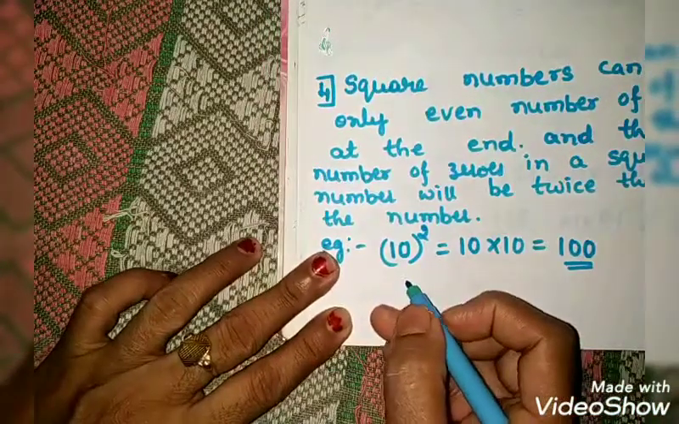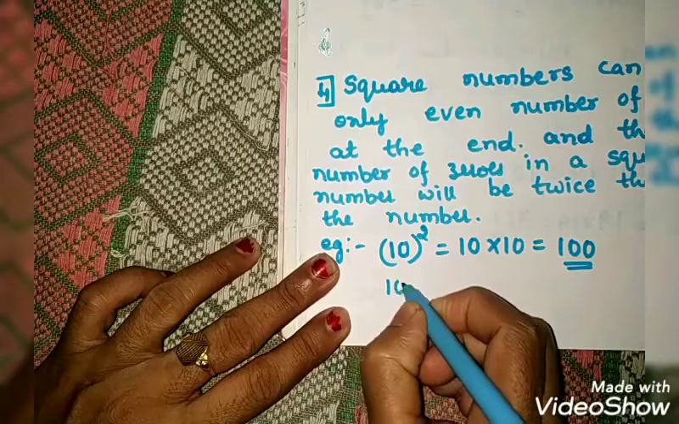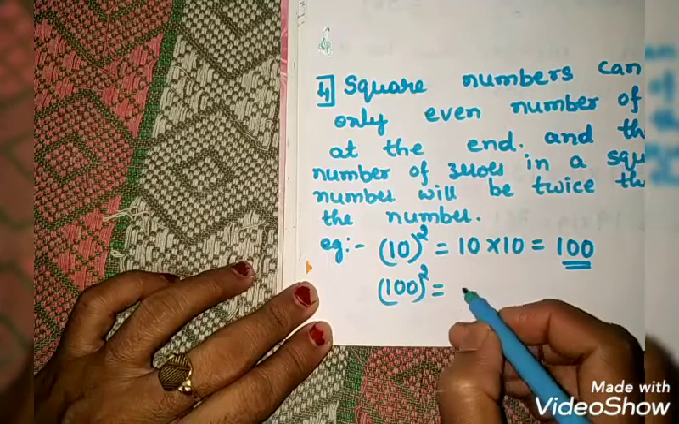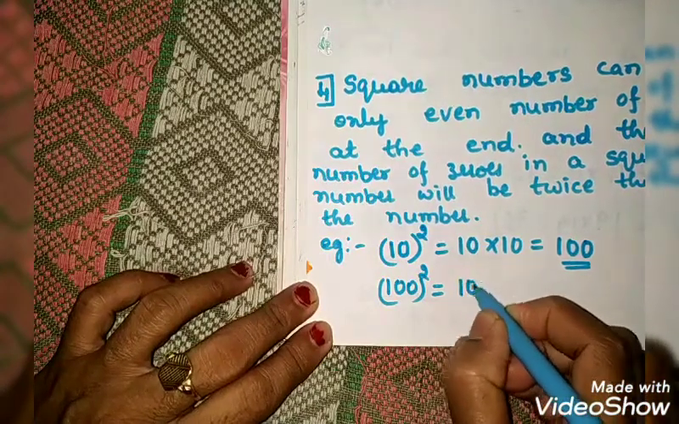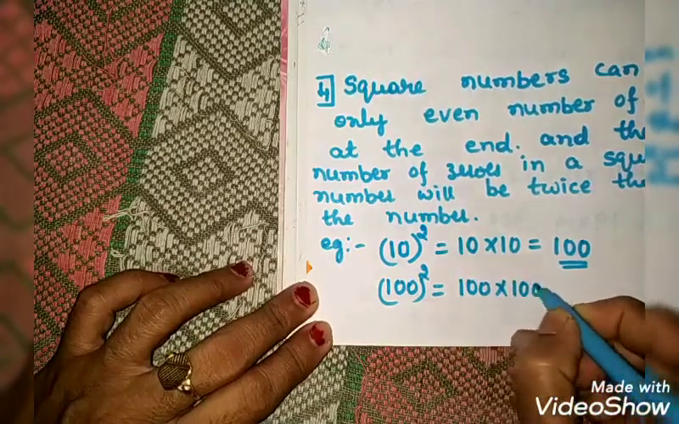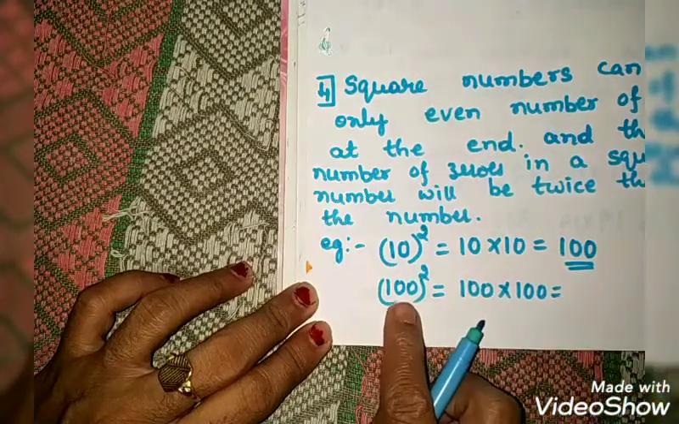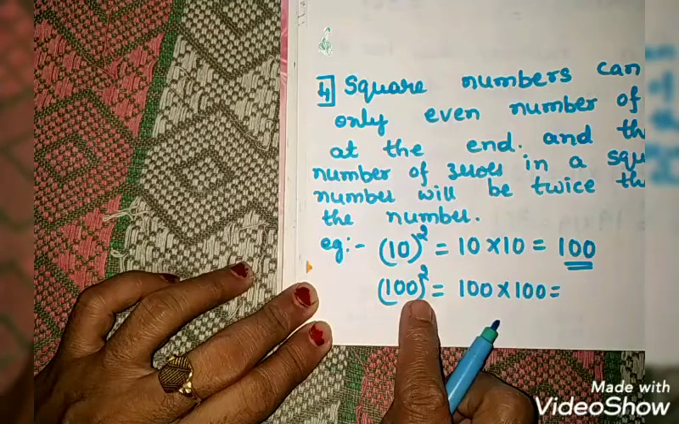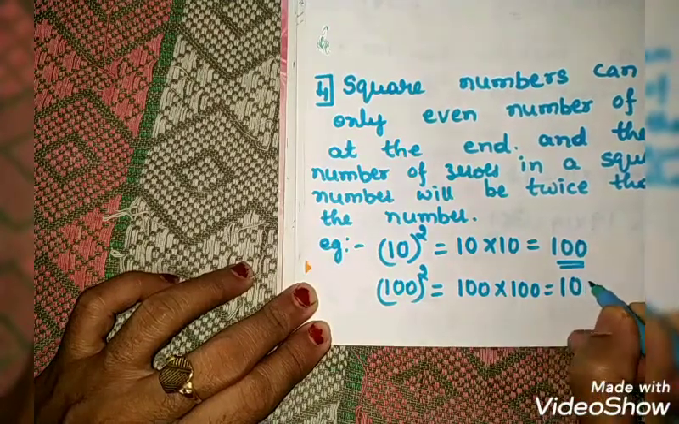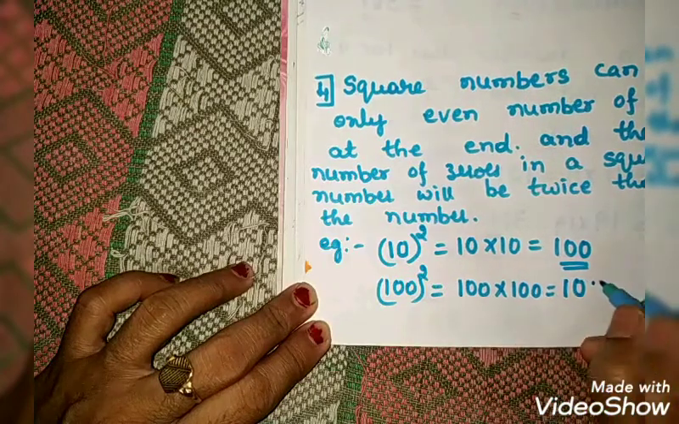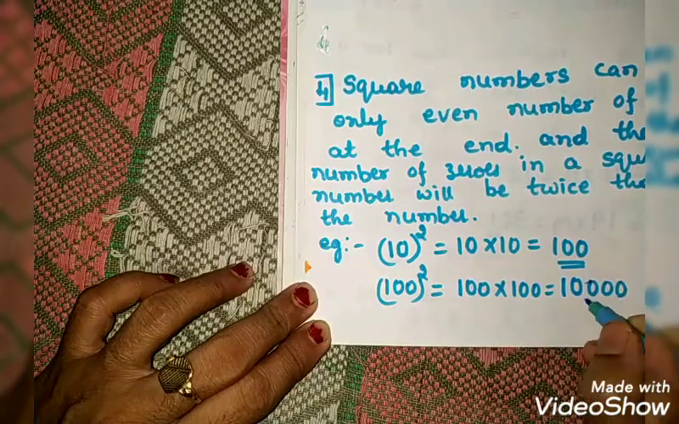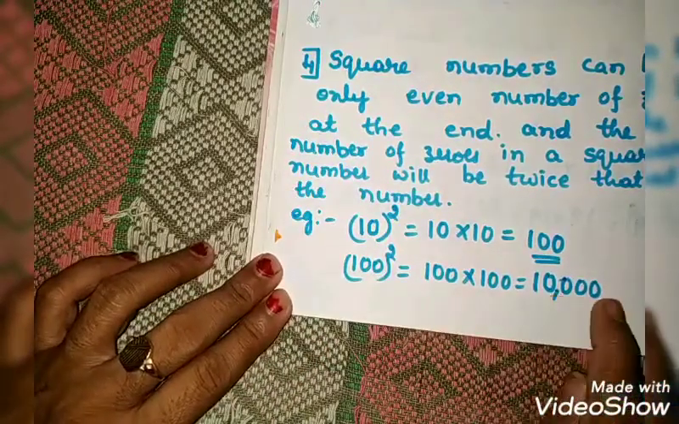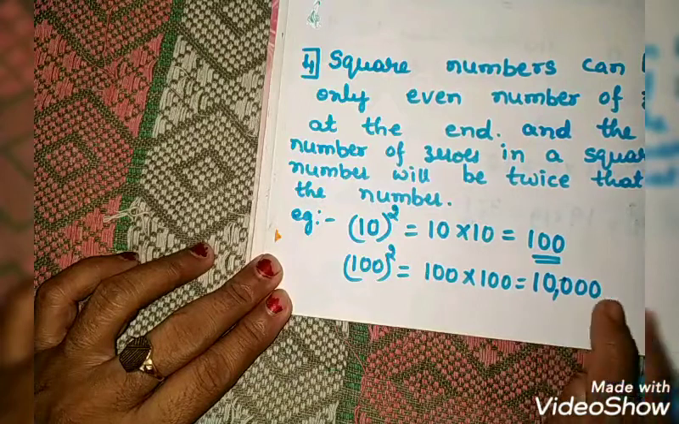Let me try 100 square, children. Okay. Let me try 100 square. How to find out? 100 into 100. When you multiply, how many zeros are there in this number? 2 zeros. Isn't it? So, in its square, when we multiply 100 into 100, obviously we are getting how much? 10,000. You observe here, children. Again, an even number of zeros. 1, 2, 3, 4. An even number of zeros are there.